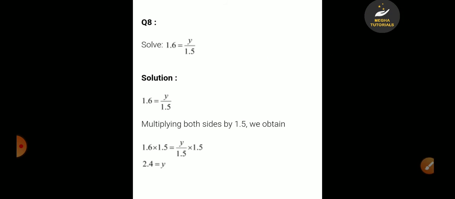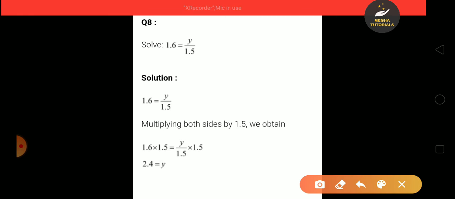Question 8, solve 1.6 is equal to y upon 1.5. So simply transpose 1.5 on this side. So you will get y is equal to 1.6 into 1.5. After solving you will get y is equal to 2.4.